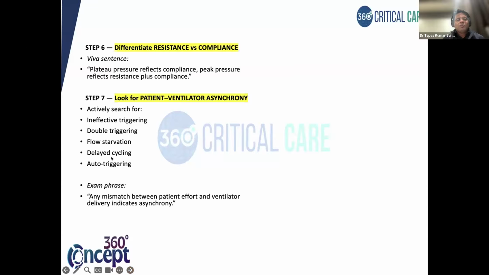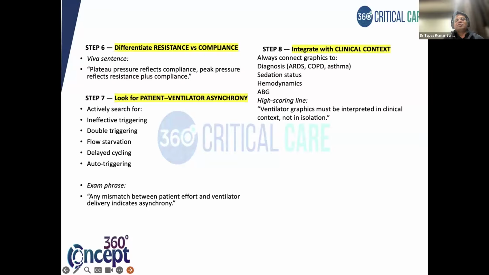So always actively search for whether it is ineffective triggering, double triggering, flow starvation, delayed cycling, or auto triggering. Any mismatch between the patient effort and the ventilator delivery would indicate asynchrony. These words you have to use in your examination. Now, step 8, everything you have to integrate with the clinical context.